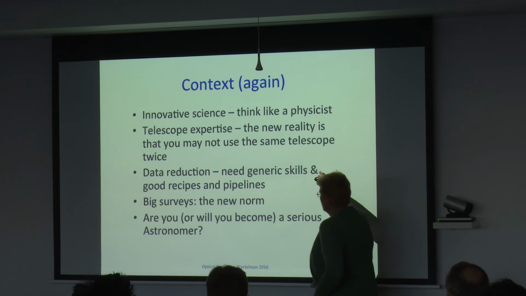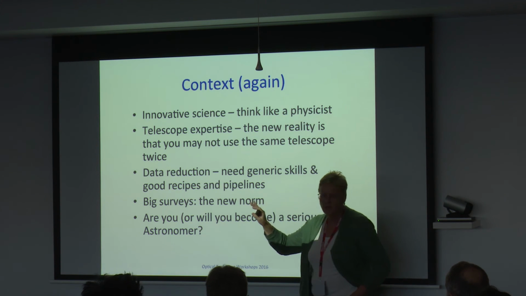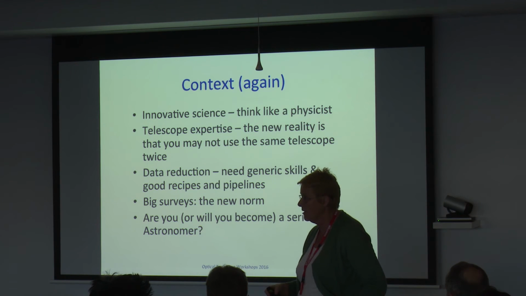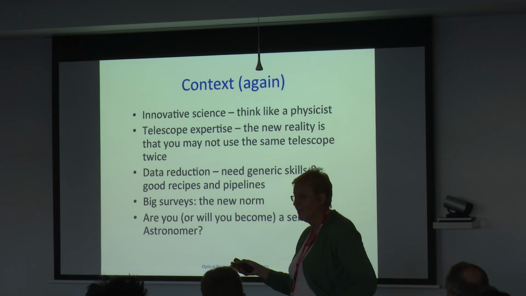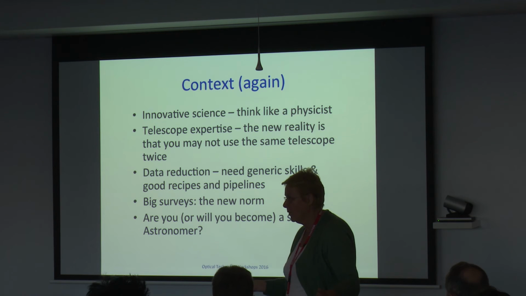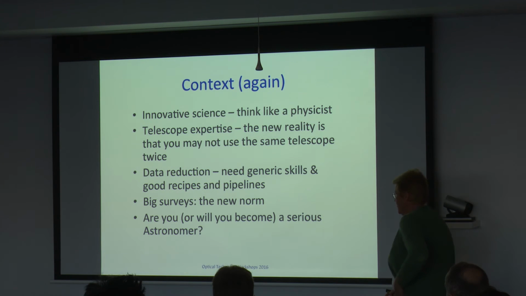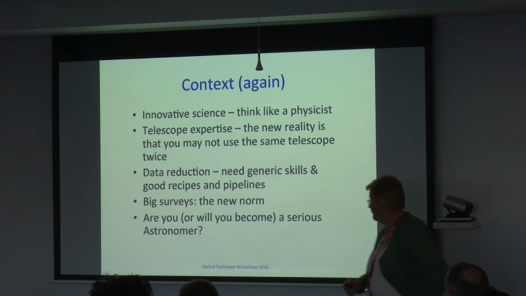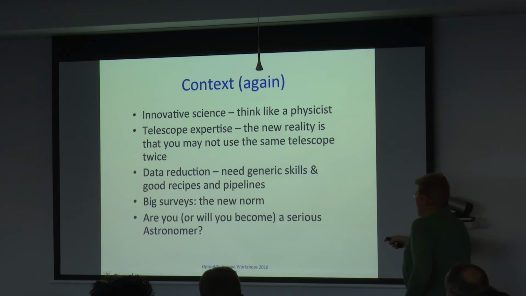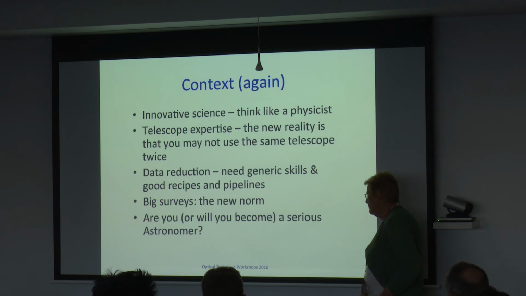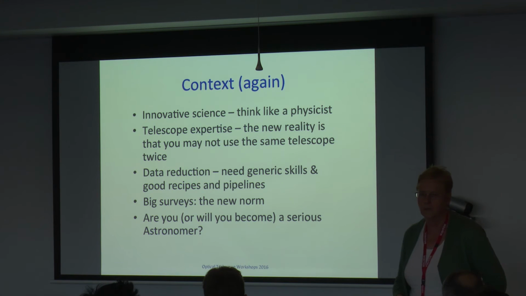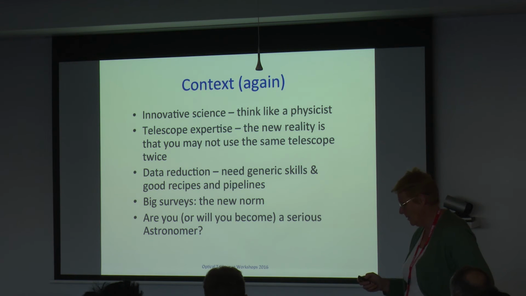And so you need the good generic skills, you need good recipes, and you need a good pipeline. You want to have a look and see what is supplied with the instrument, because you're going to have to reduce the data. You don't want to be thinking about how you're going to reduce IFU data for the first time if there's no pipeline. That's a massive, massive undertaking. Big surveys are the new norm, and it's actually a good strategy to be involved in at least one of them. And then I asked this question right back at the beginning: are you or will you become a serious astronomer? Because if you do, you have to get involved in this process. It's quite a crucial process to master if you're going to be an astronomer.